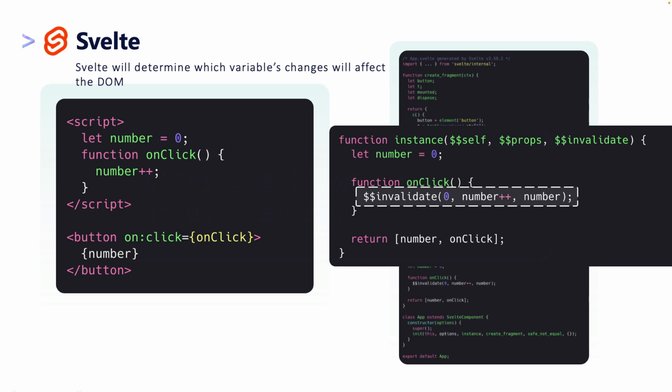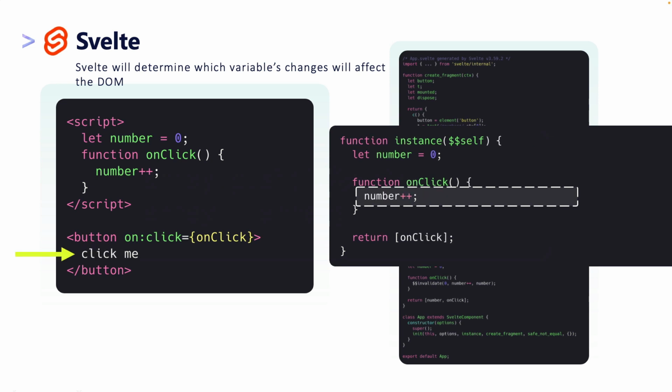One more thing to note, besides determining whether a variable will change, Svelte will also determine, based on the statements, if the variable change will affect the DOM. Right? If you are removing the number from the template, then we know that updating the number no longer needs to trigger the update call, then Svelte will not wrap it with the invalidate function anymore.